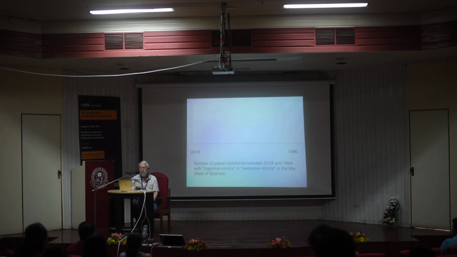This is a Web of Science retrieval of all the articles that have either cognitive control or executive control in the title of the paper, published between 1994, which is on the far right, and today. Well, not quite today because I didn't include 2019, but recent times on the left. And you can see that, yes, we've become very preoccupied by the concept of control.